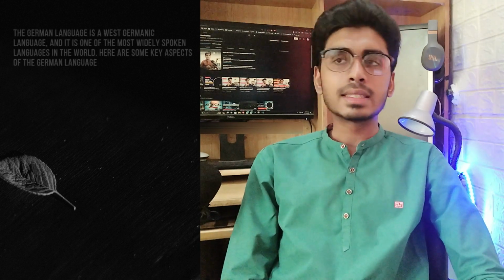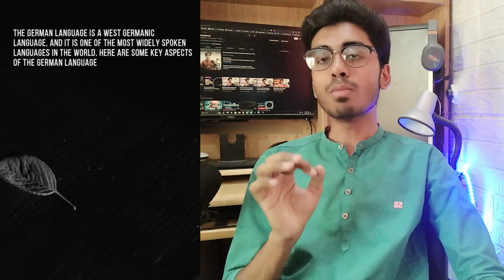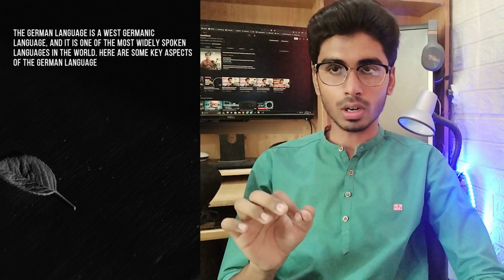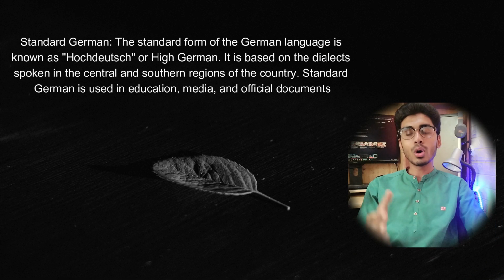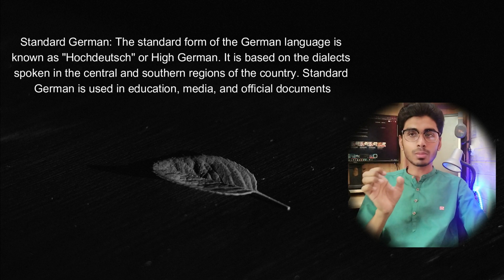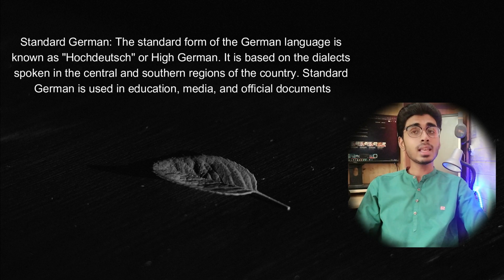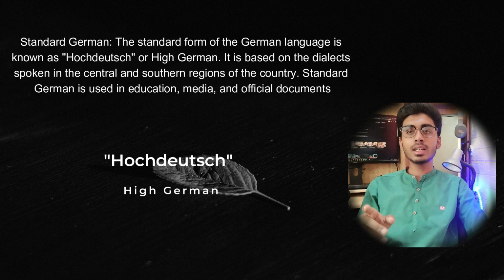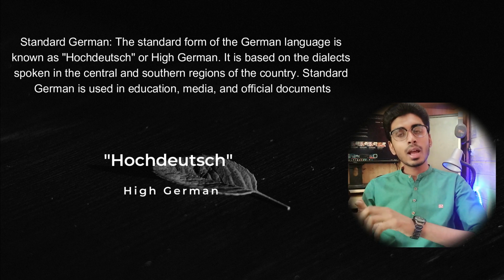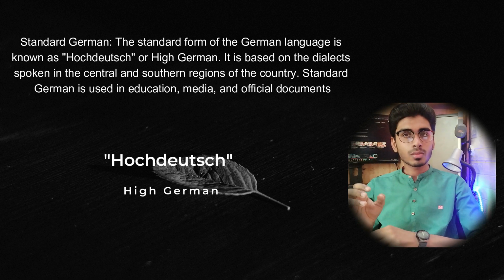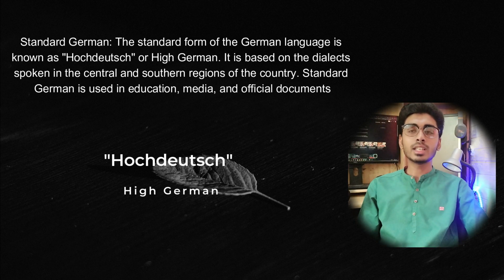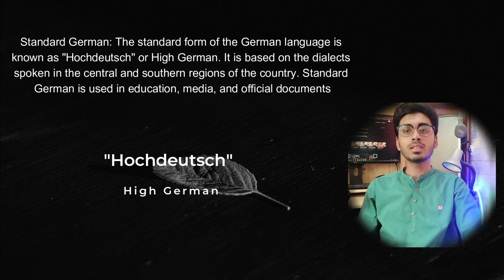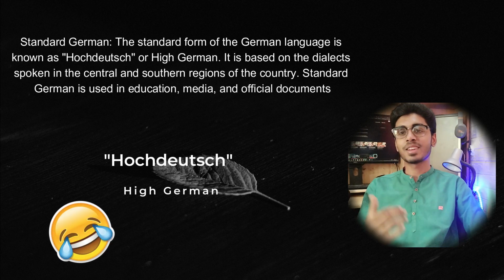German is a West Germanic language and it is one of the most widely spoken languages in the world. We talk about some key aspects of the German language. The first is that the standard form of the German language is known as Hochdeutsch. Hochdeutsch in German, but in English we say High German. So you can understand Hochdeutsch in German, High German in English. I can also show you all the words in English and in German on the black screen beside me.